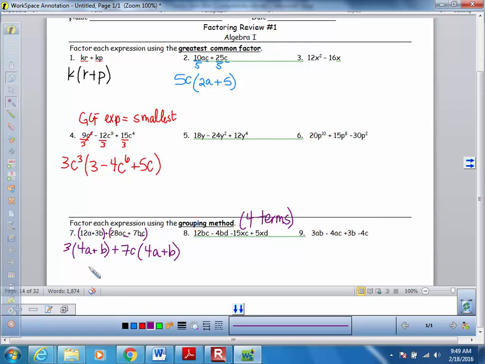Now, if you look, what you're looking for in grouping is that the parentheses look the same. So 4A plus B and 4A plus B. Those are the same, so that means we factored it correctly. We're going to write everything outside of the parentheses in 1. So 3 plus 7C goes in my first parentheses. And then 4A plus B goes in my second parentheses. And so once you get it in that form with the 2 parentheses, that means you're done.